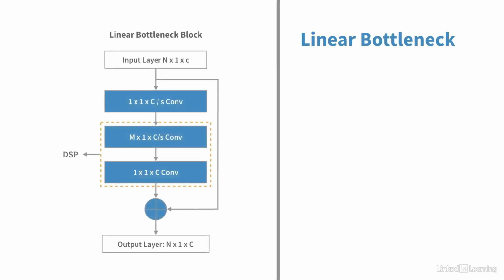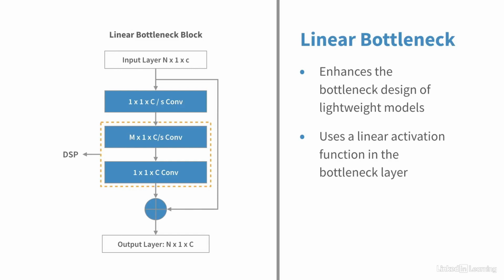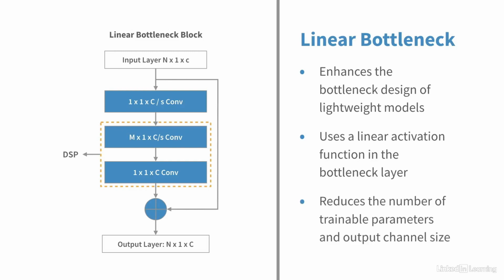Next, is the linear bottleneck. So the linear bottleneck improves the bottleneck design of other lightweight models. It replaces the traditional nonlinear activation function in the bottleneck layer with a linear activation function that reduces the number of trainable parameters by reducing the output channel size.